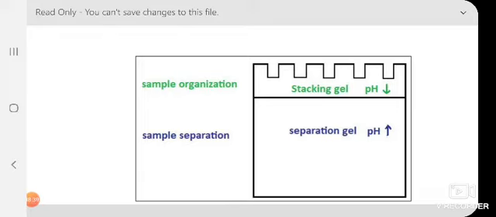Sample separation actually takes place in the running gel, that means at the bottom part, the separation gel. The pH of the separation gel, as I already mentioned, is high, that means 8.8. Stacking gel pH is 6.8. Remember.